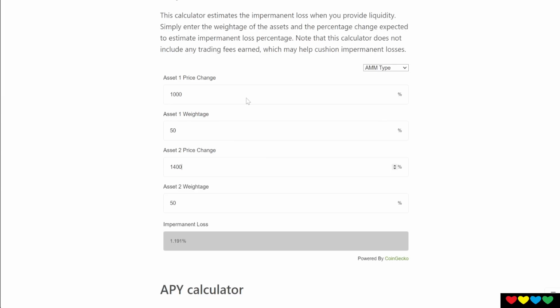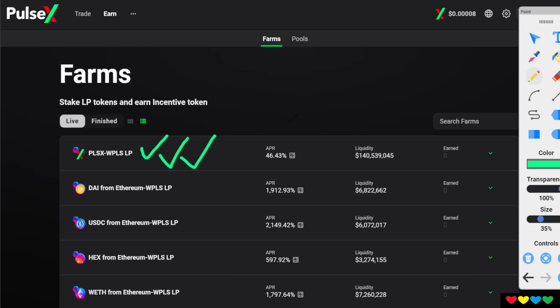Look at your impermanent loss. Your impermanent loss is 1.19%. That is nothing, okay? That's tiny. Even if I make it 24x, it's only 7.8%. That is nothing. And you want to ask me, what do you mean it's nothing? I'll tell you why it's nothing, because look at your APR.